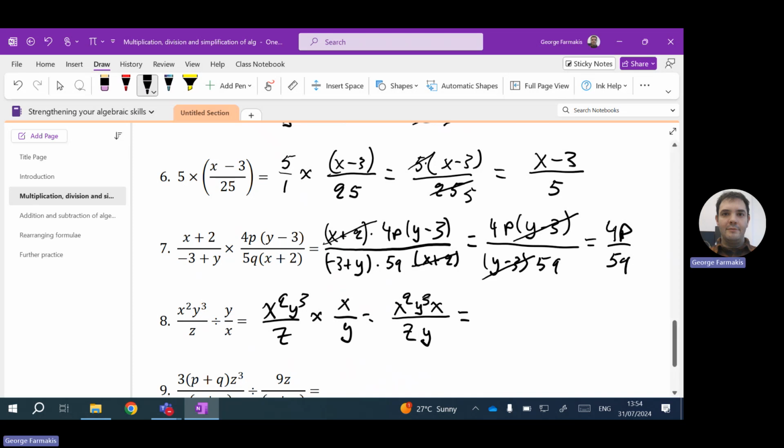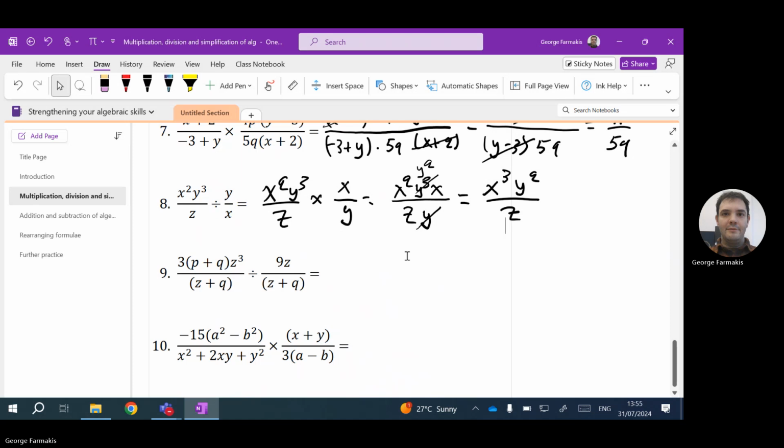Here we have y to the power of 3 over y. This means that I can simplify one y. So this would become y to the square. X to the square times x will give me x to the power of 3. I get the y to the power of 2, and I get a z in our denominator.